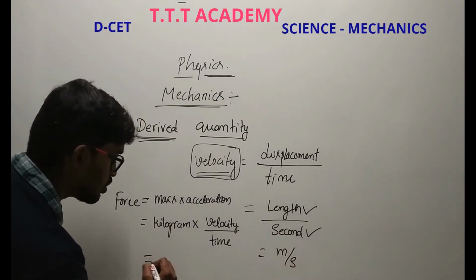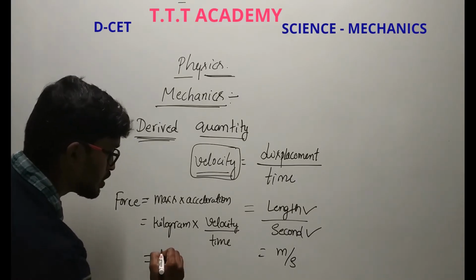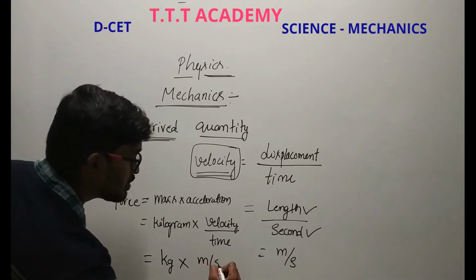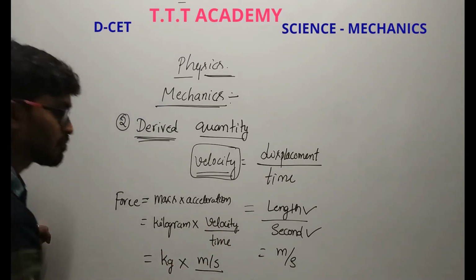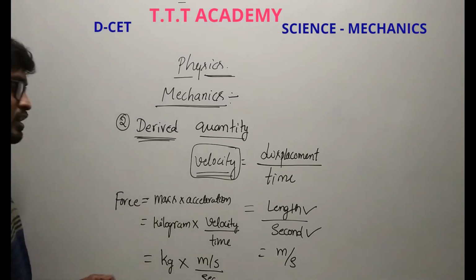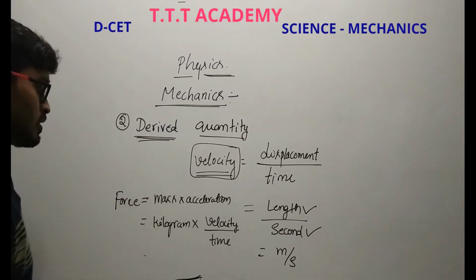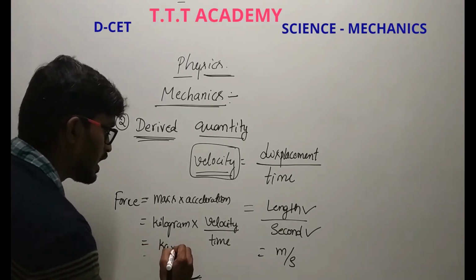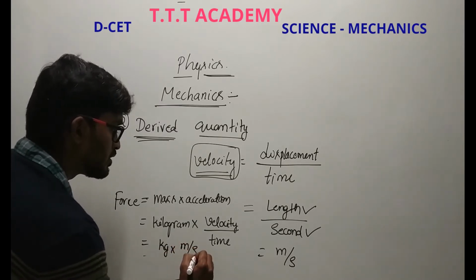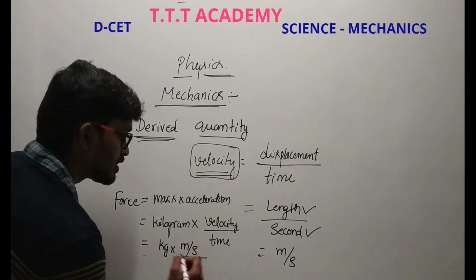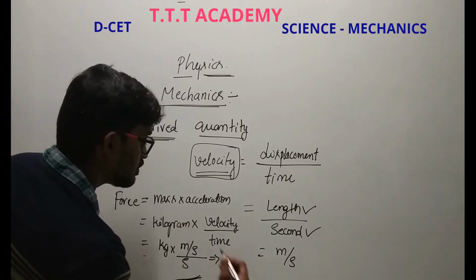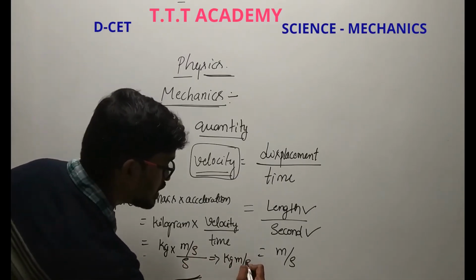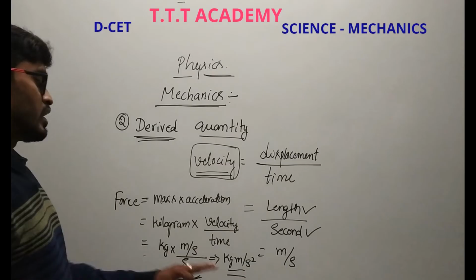So here kilogram, measured in kg, into velocity, which is meter per second. Again you have to divide it by time, which is second. Then what is the total unit of force? kg meter per second, divided again by second, so it becomes second square. This is the unit of force.